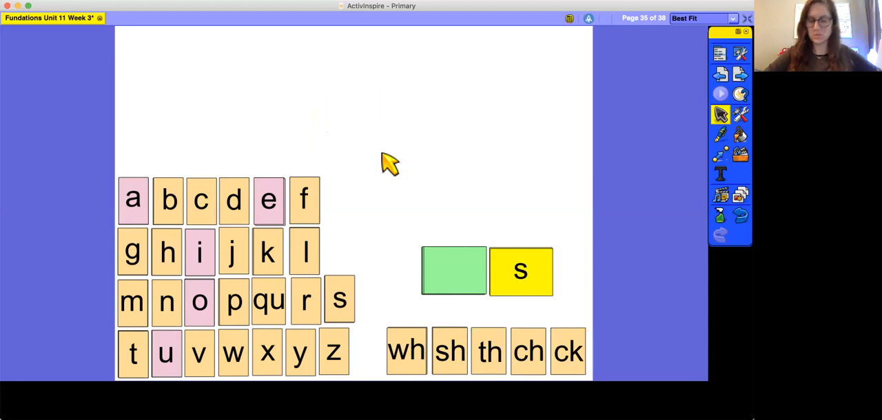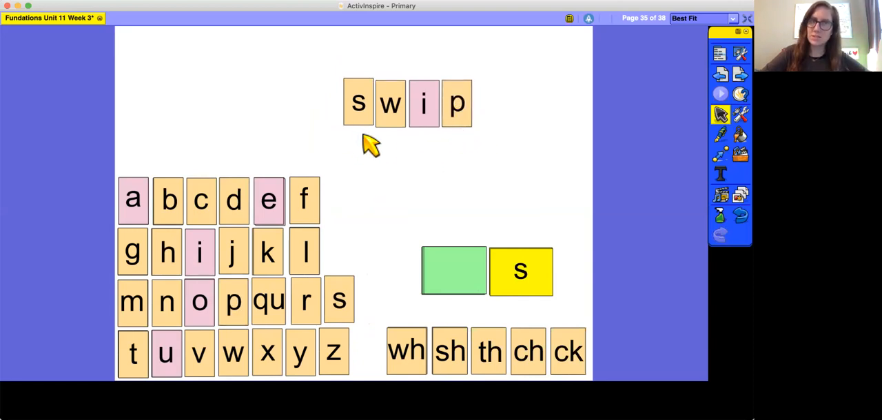Now let's try the word swipe. S-w-I-p. Swipe. S, w, i, p. Is this correct? S-w-I-p. Swip. How can I make this say swipe? That's right. I need the magic E.